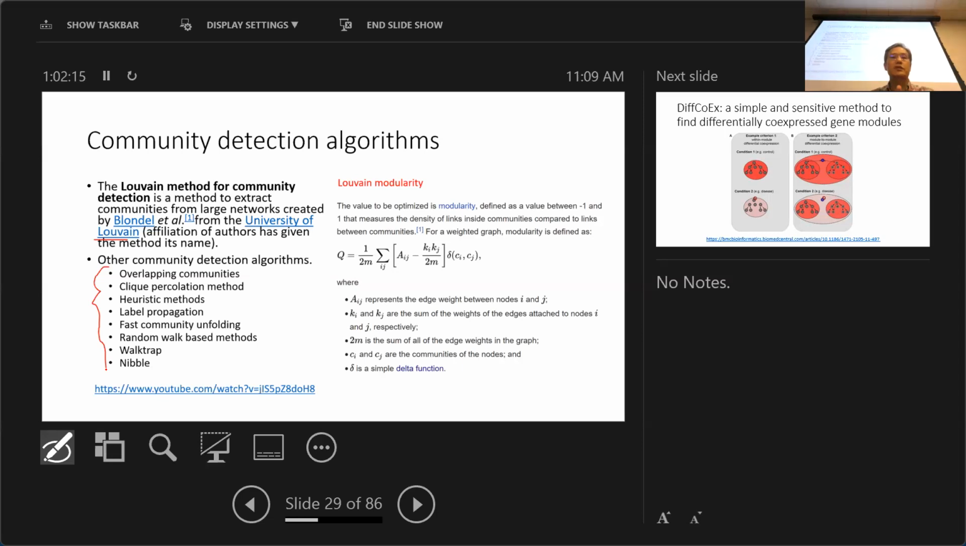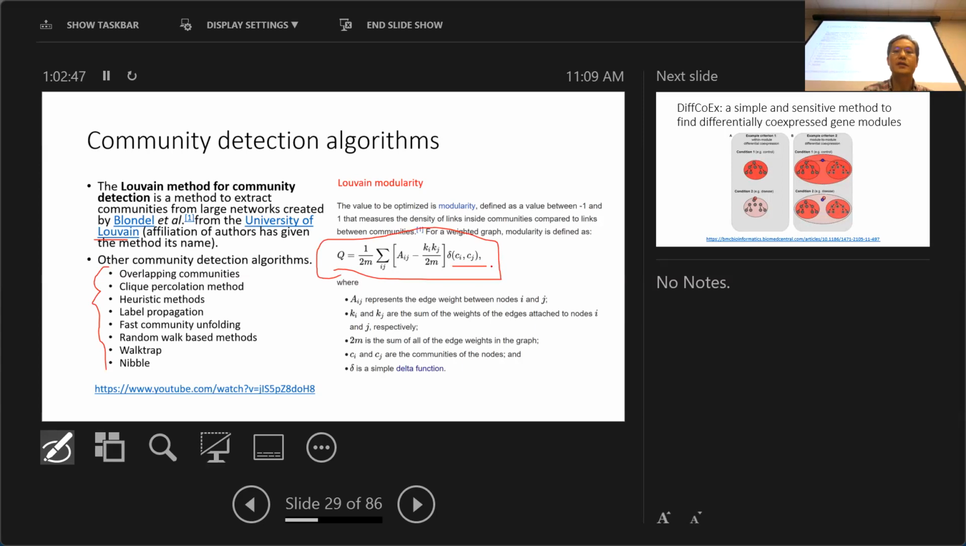Okay, so this algorithm starts by assigning each node into its own community. So if you have 1,000 nodes, then you start by saying, okay, I have 1,000 communities. Each node belongs to its own community. Then it starts to compute the so-called modularity score for the whole network.